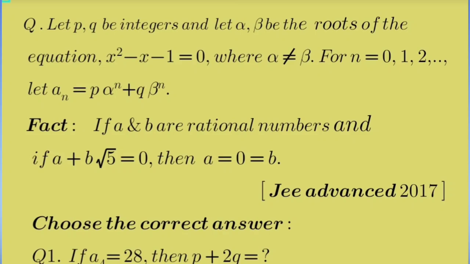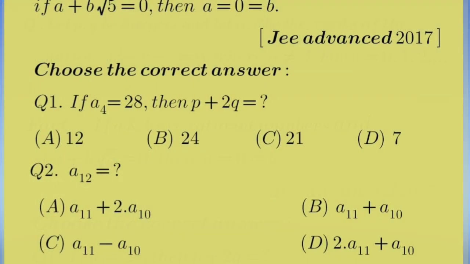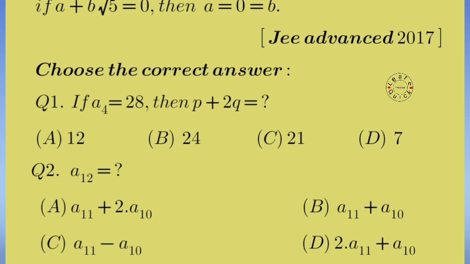Hello students, here we have a question from JEE Advanced 2017 from quadratic equations wherein p, q are integers and alpha, beta are the roots of this equation. They are unequal roots and for whole numbers n, a subscript n is as shown. Now based on this paragraph there are two questions here which we have to answer. The first one says if a4 is 28 what is p plus 2q, and the second one asks for only a12.